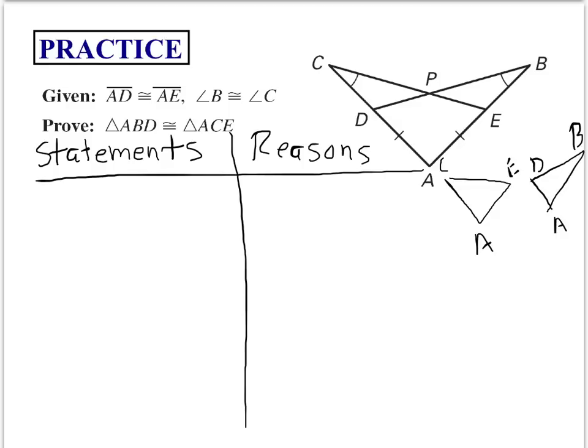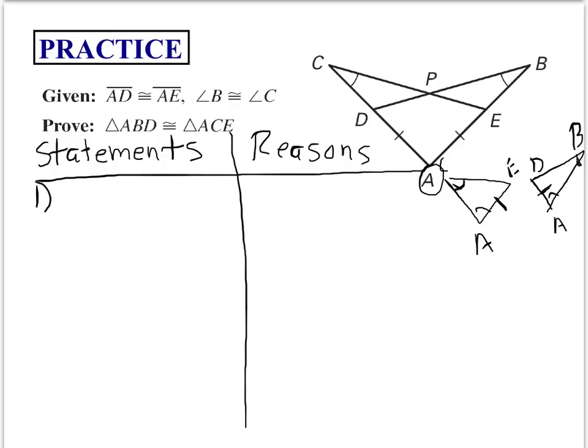So we know that this bottom DA is congruent to this bottom AE. We also know that angle C up here is congruent to this angle over here. Now, this angle A is the same for both of these triangles, so we can say that those two are congruent as well. And there we go. We have angle, angle, side. So we see that in the drawing. Now let's put that in proof form.